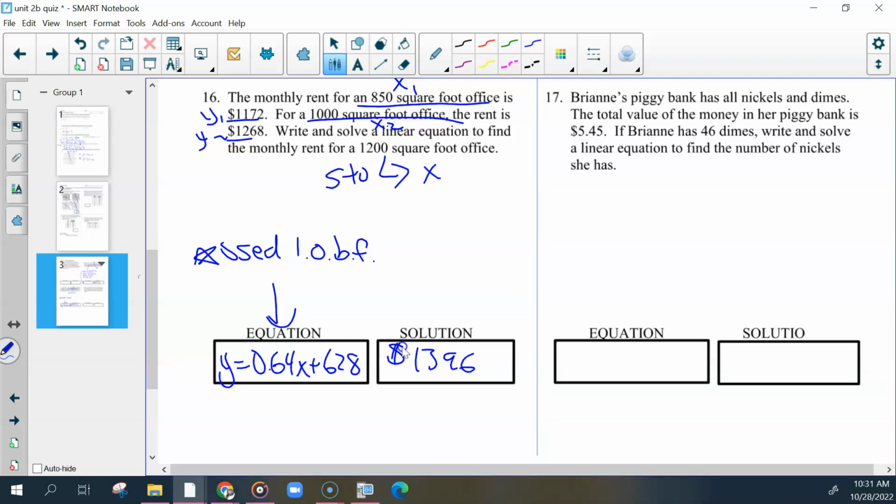Other questions on that? Other questions in general or on this page or anything like that?